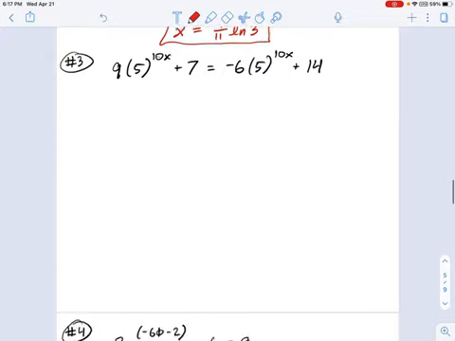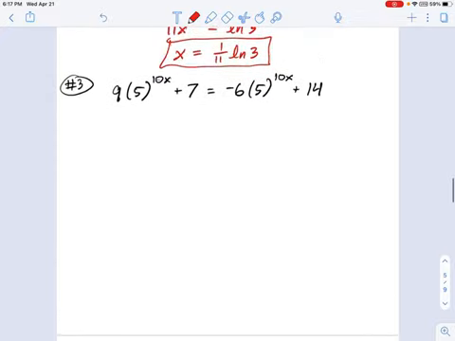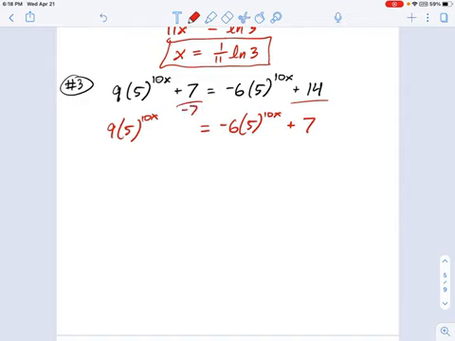Now, this one's a little more complicated. In appearances, it's really not if you take a moment to look at it and think about combining like terms first. Look at what we've got. We've got a 7 over here, a 14 over here. I can do something with that. Let's rewrite it as 9 times 5 to the 10x, minus 7 from each side. So we get equals negative 6 times 5 to the 10x, and we're going to bring that minus 7 over here. Subtracting 7 from each side, we get plus 7 on the right.